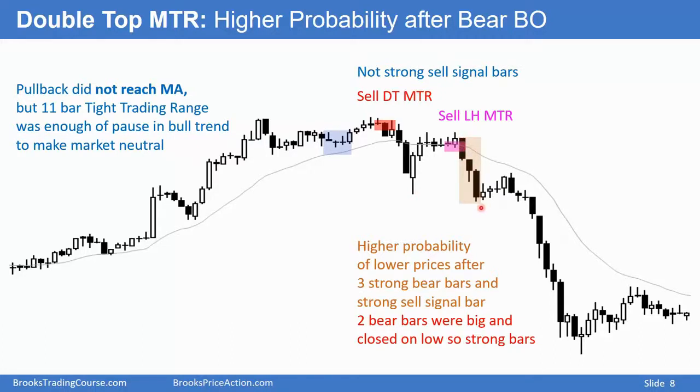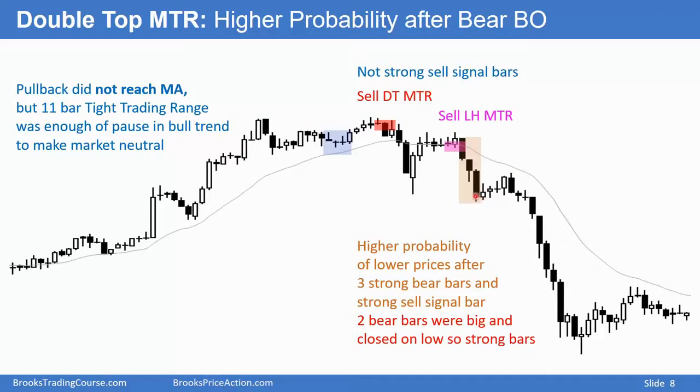Once you see 3 bear bars closing on their lows, this bar closing below this low, and closing below the low of the past 30 bars or so, the market's clearly always in short. The odds are there will be at least a small second leg down. Here there was a big second leg down. Higher probability to sell after you see the big breakout.